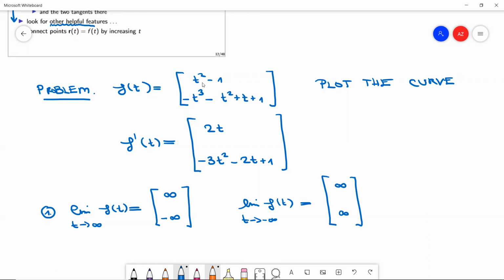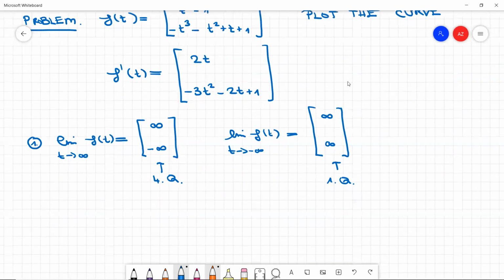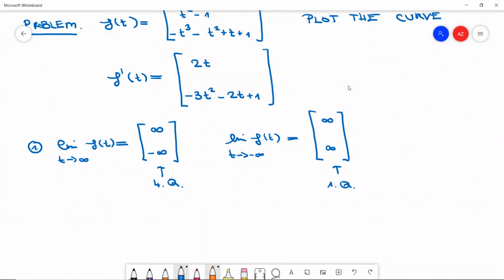So we know that this will be in which quadrant? It will be in the fourth quadrant, and this will be in the first quadrant. Okay, then the second step is to find the intersection with coordinate axes. So we would like to compute x of t is 0 and y of t is 0. So x of t is 0, it turns out that t is equal to plus minus 1.